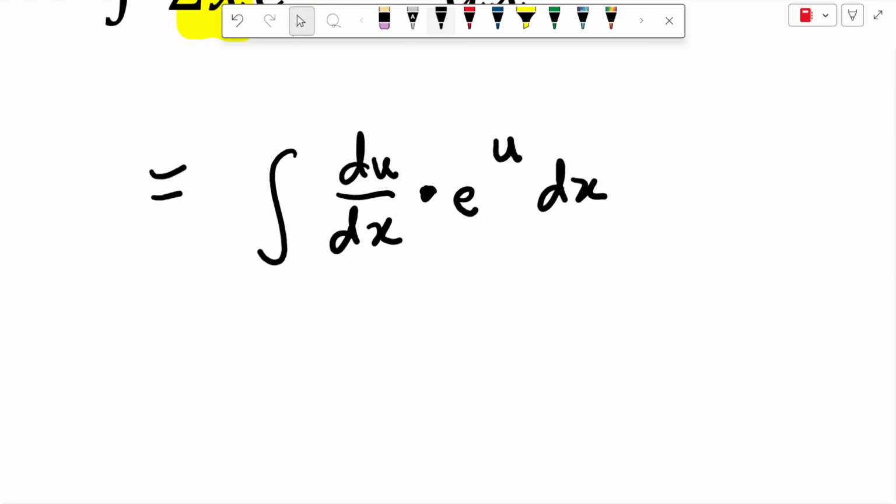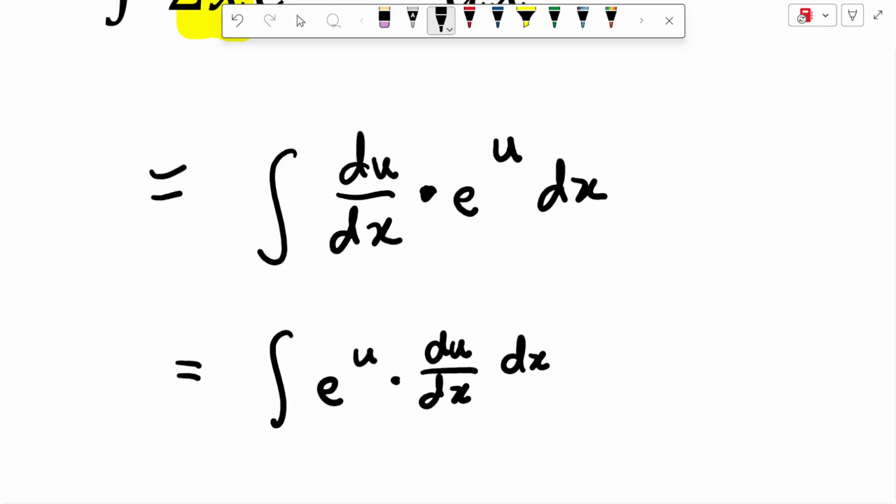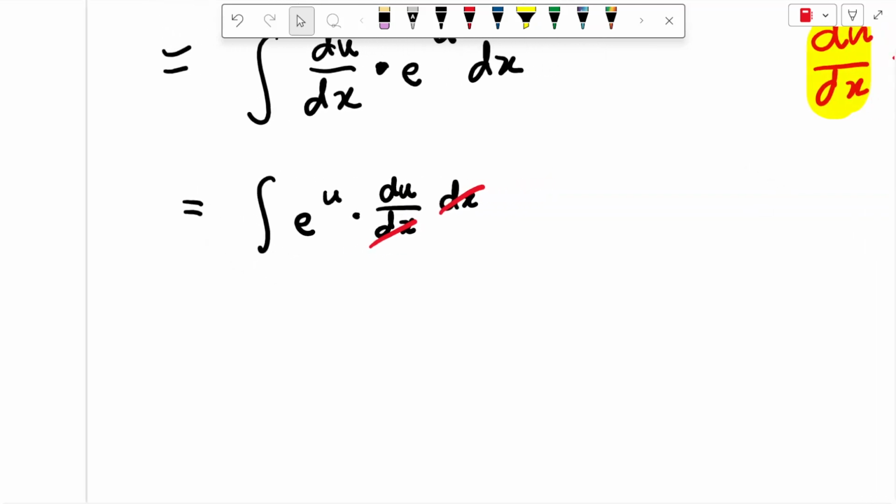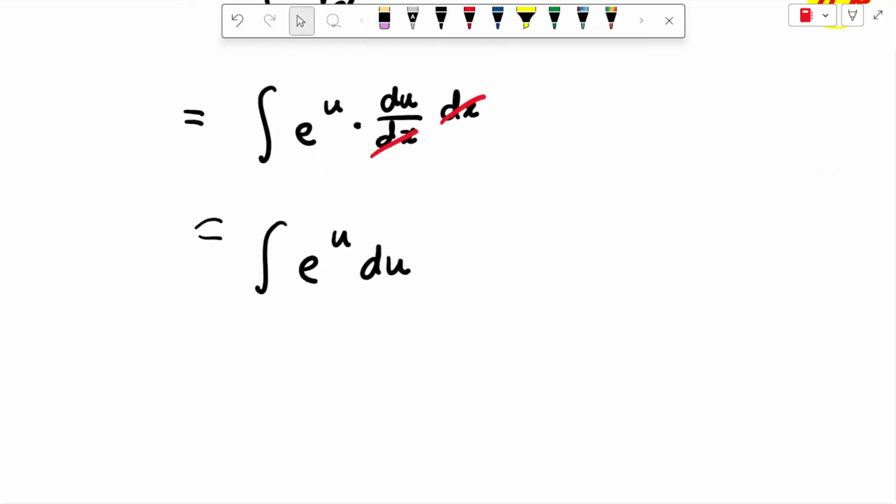Speaking of, that x is about to go away with this wonderful magic trick called u substitution. Okay, so we've got du/dx there. I'm just swapping the order of this to make it more obvious. Now, mathematicians hate when you do this, but basically the dx's sort of cancel. They are not fractions, but they behave like fractions in this one particular case. So we're left with e to the u du, and I think we know how to integrate e to the u. It's e to the u plus some constant c.